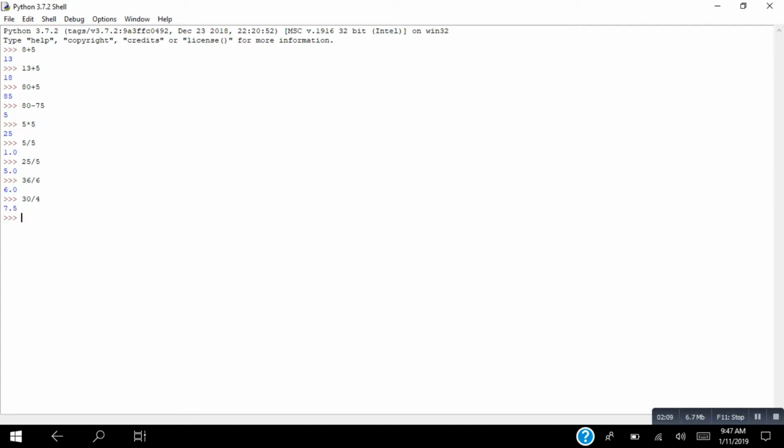And if you want the remainder, or the modulus, of the two numbers, it would be like that: 30 percentage sign 4, that would give you the modulus of 2, the remainder of 2, as the answer.